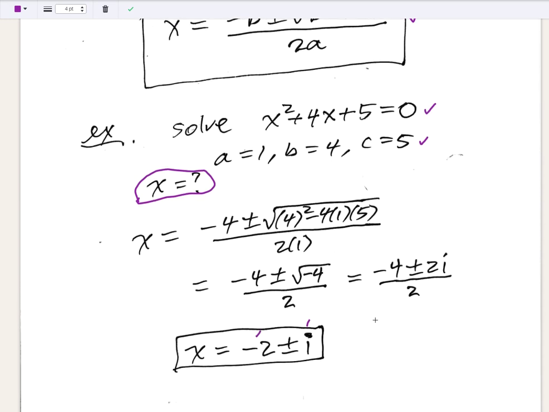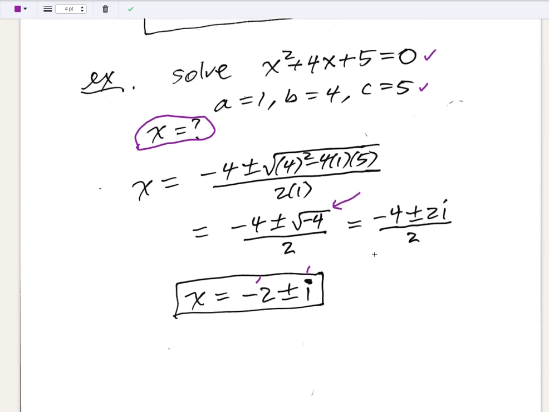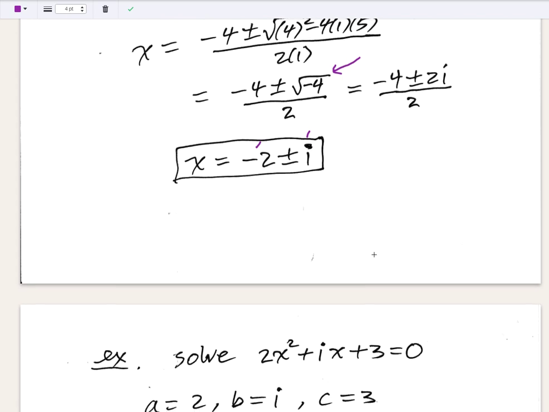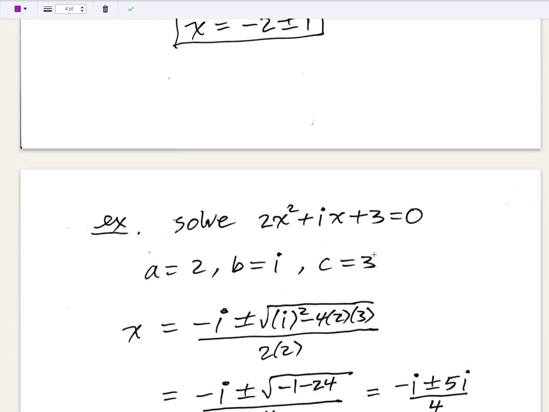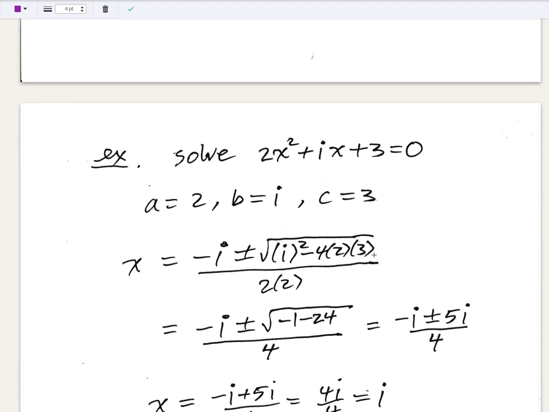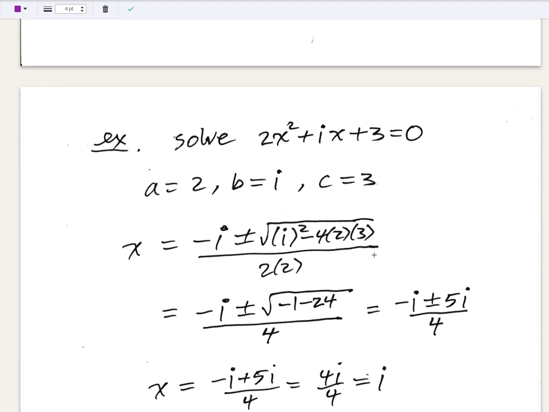Before, we would have said there's no solution to this because there's no real number whose square is negative 4. But now with complex numbers, we can give solutions. Let's consider another situation, just a little bit more complicated. I've got 2x squared plus ix plus 3 equals 0. Notice this time I'm actually using an imaginary number in here, instead of just real numbers all the way through.